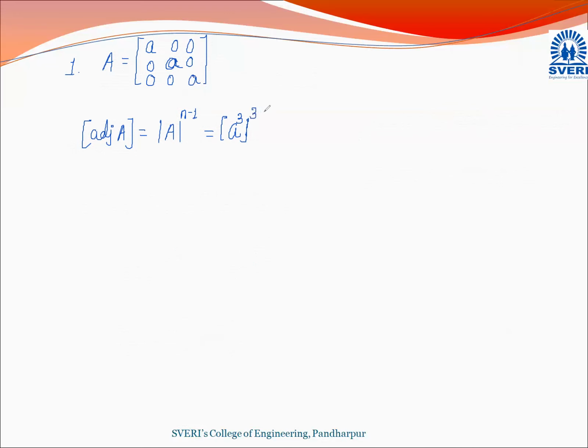So it is 3 minus 1, which is equal to A cube, its square, which is equal to A raised to 6. Therefore, adjoint of this matrix A is equal to A raised to 6. So please keep in mind these shortcut methods to find out your quick answers.